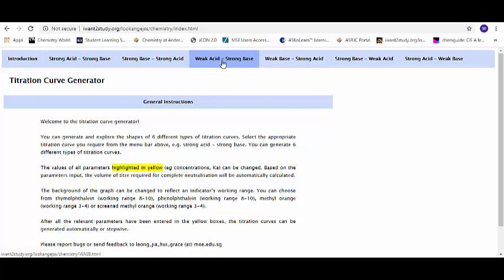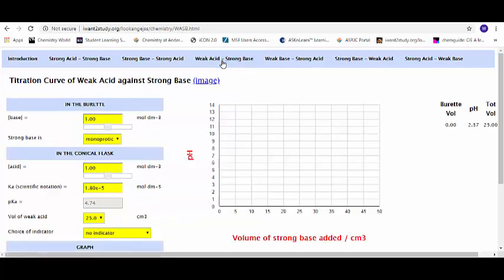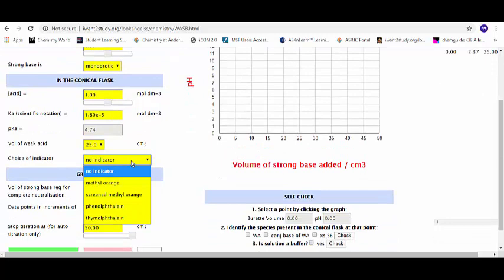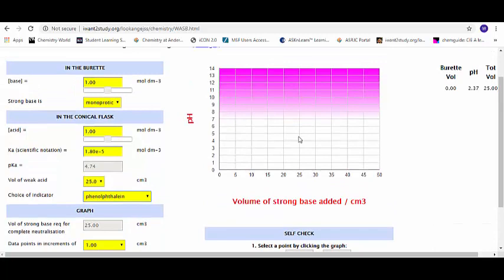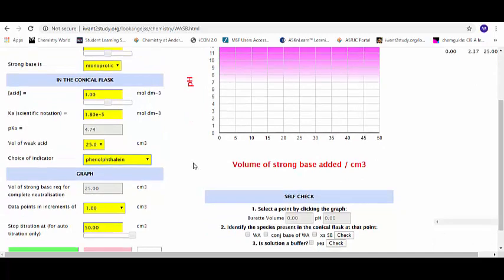So let's say we choose one here, weak acid, strong base. So weak acid against strong base means the weak acid is in a conical flask, the strong base is in the burette. So what's interesting about this web page is it allows you to actually key in the different concentrations of your acid and base solutions, as well as for the case of weak acids or weak bases, you can even key in the Ka or Kb values, and you can even select what indicator you would like to use. So let's say I choose phenolphthalein. Then it will actually show the color of phenolphthalein based on what color it shows at different pH.